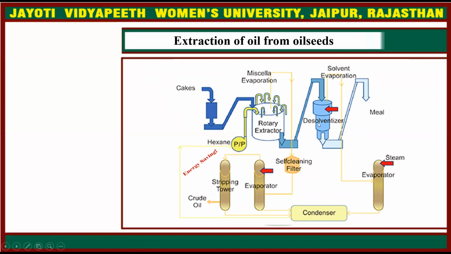Another one is solvent evaporation, in which the solvent evaporates, then a desolventizer is used, and then we get the meal. And an evaporator, which will evaporate the oil.